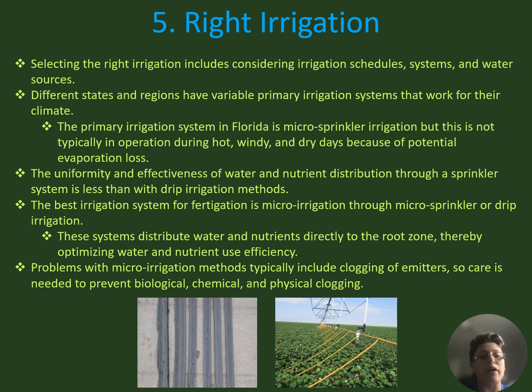The uniformity and effectiveness of water and nutrient distribution through a sprinkler system is less than with drip irrigation methods. The best irrigation system for fertigation is micro-irrigation through micro-sprinkler or drip irrigation. These systems distribute water and nutrients directly to the root zone, thereby optimizing water and nutrient use efficiency. Problems with micro-irrigation methods typically include clogging of emitters, so care is needed to prevent biological, chemical, and physical clogging in your irrigation systems.